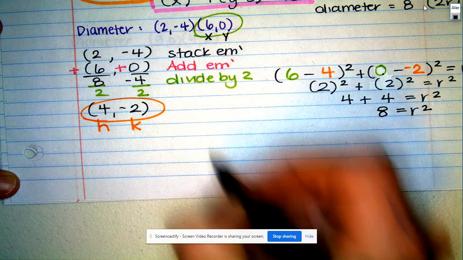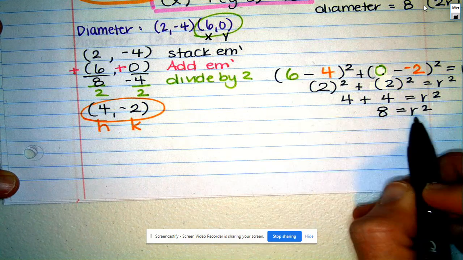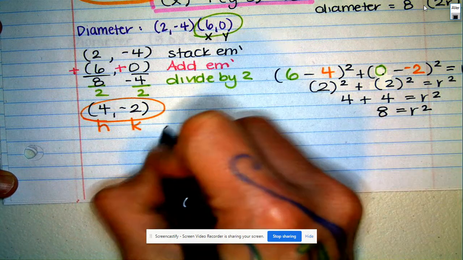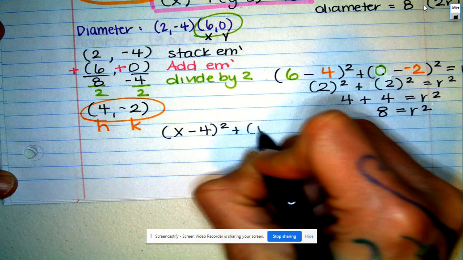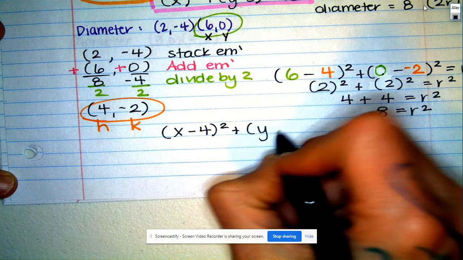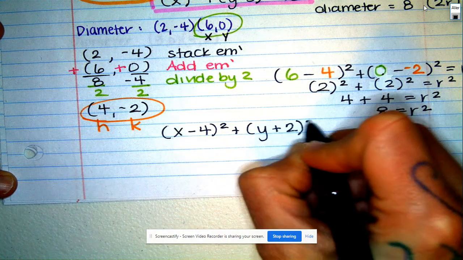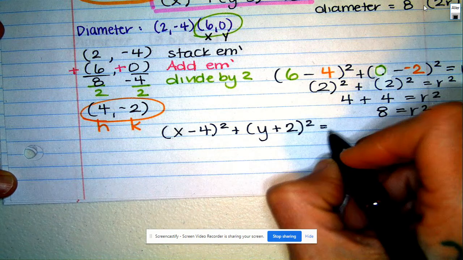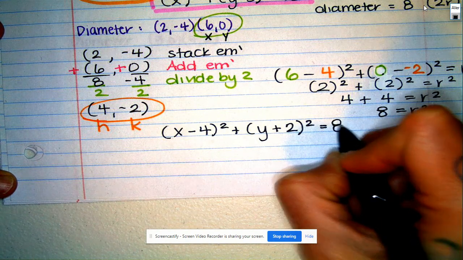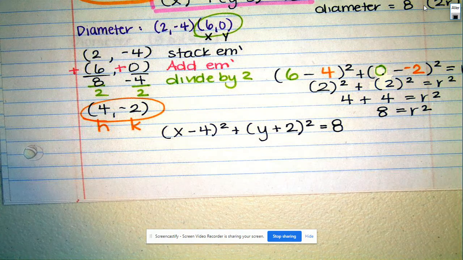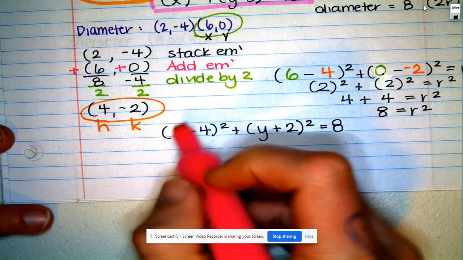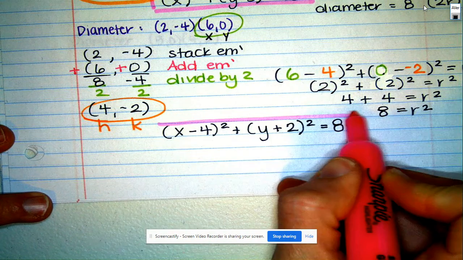So I'm going to take my h and my k and my radius squared. So x minus h squared plus y minus k, which is going to be a minus minus 2. So we're going to go ahead and skip and make that a plus 2 squared equals radius squared, which is 8. And we have successfully written the equation of a circle, again, given just the diameter.